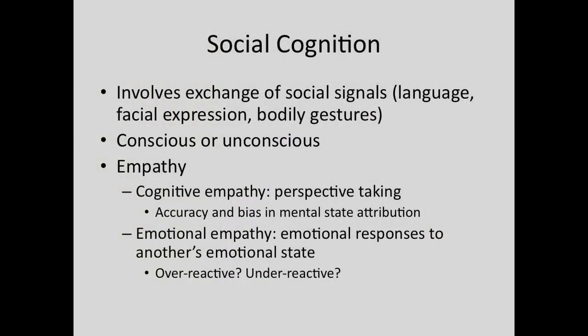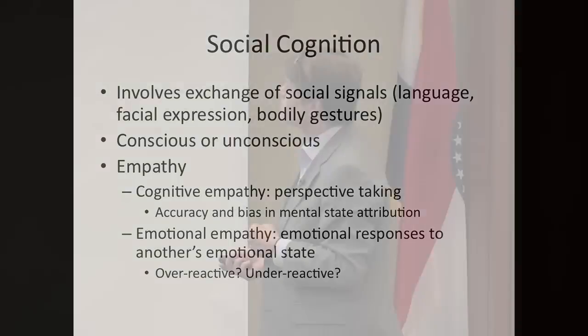We also break it down into emotional empathy. This involves one's emotional responses to another's emotional state. And just to make it easy, you could think that if somebody's overly reactive to someone else's emotions, that could cause problems. Or if they're really underreactive to that, that could cause problems in that interpersonal interaction.